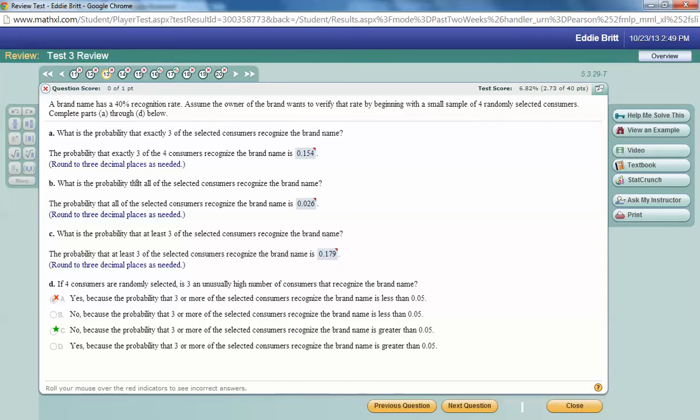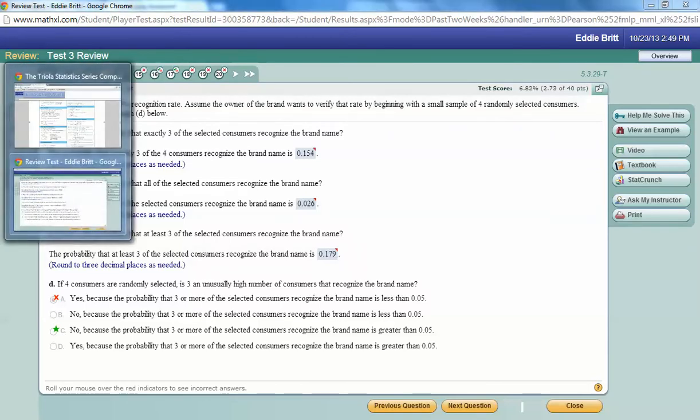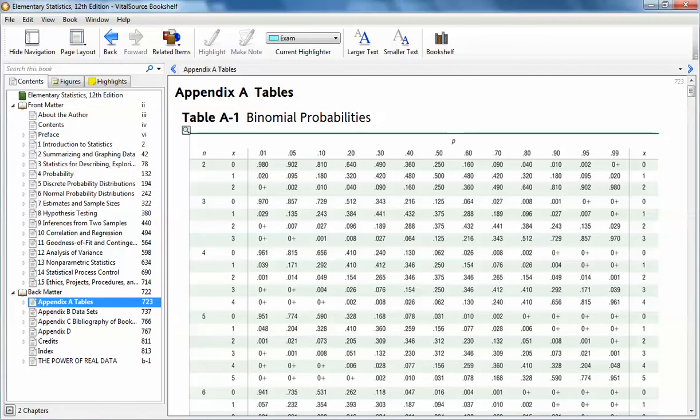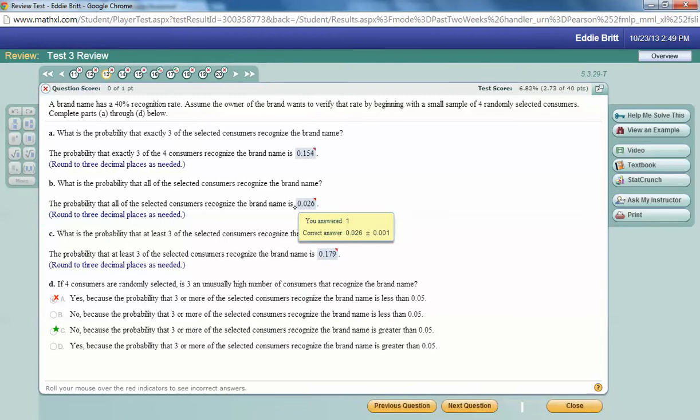What is the probability that all of the selected customers recognize the brand? Okay, so that would be all 4, right? If we go back to our table, we want to use the same n. It's just that the x, all 4, would be this 4 here. And we go over to 0.4, right there, 0.026. So this is that all 4 recognize the brand, 0.026.